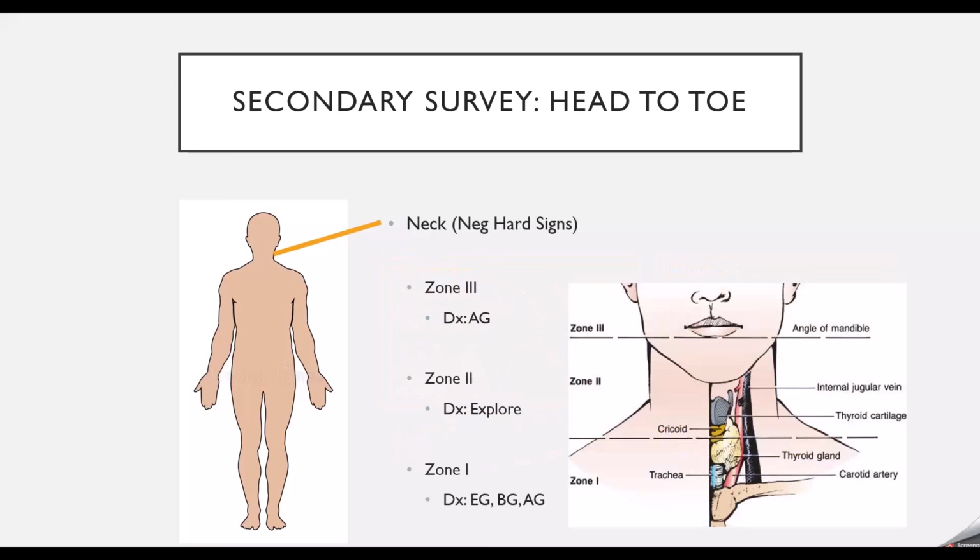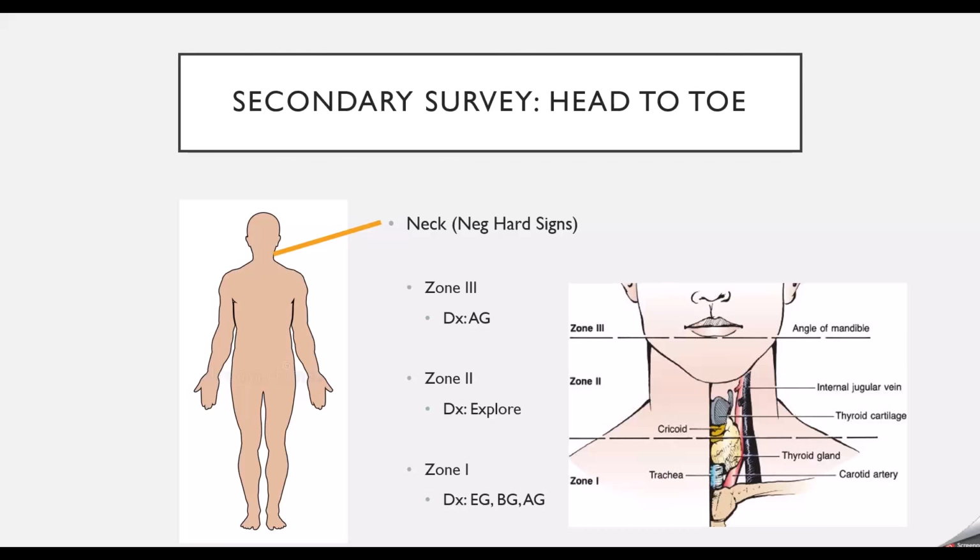dyspnea, stuff like that. But your neck is zoned in 3 different areas, and it's zoned in the direction that your carotid arteries flow. The zones are important because they will determine what imaging or diagnostic modality you're going to use. So if you're in zone 1 down there, you're going to get an esophagram, a bronchogram, and an aortogram. This is because there's all those bad structures down there, right? You're going to want to look at all of those because those are potential nidus for injuries.